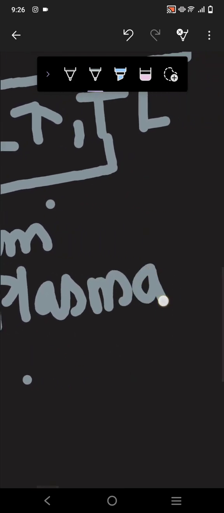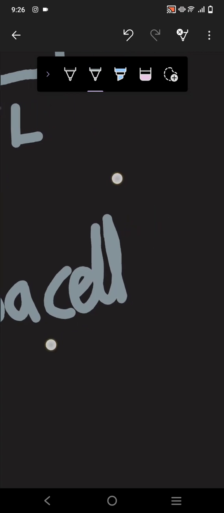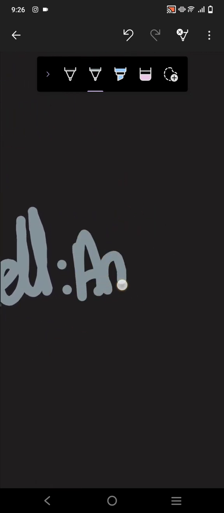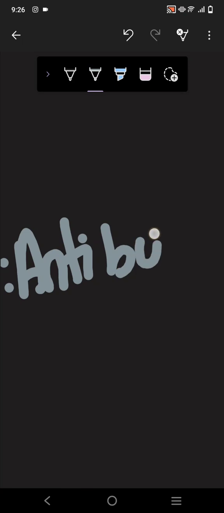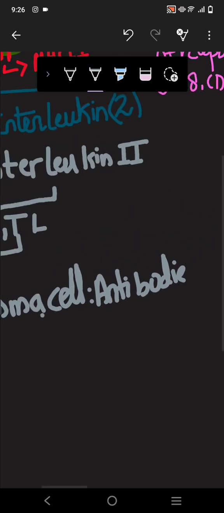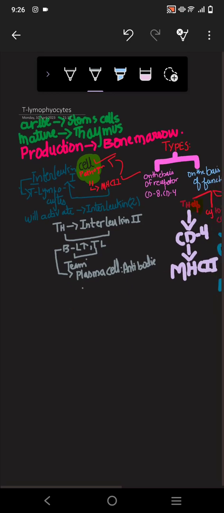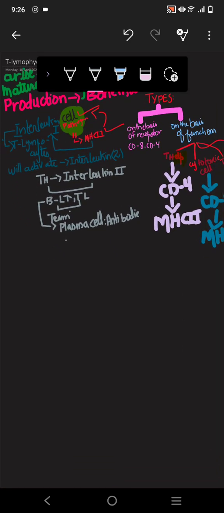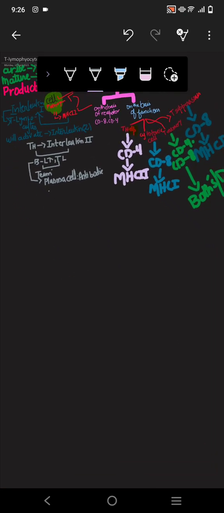And what will the plasma cell do? The plasma cell will always make the antibodies. The more plasma cells, the more antibody production. So this is how the T helper cell works. When the antigen is in the body, the T helper cell, which has the CD4 receptor, will release interleukin 2. Because of that, all the cells will be activated. It can be either a T lymphocyte or a B lymphocyte.